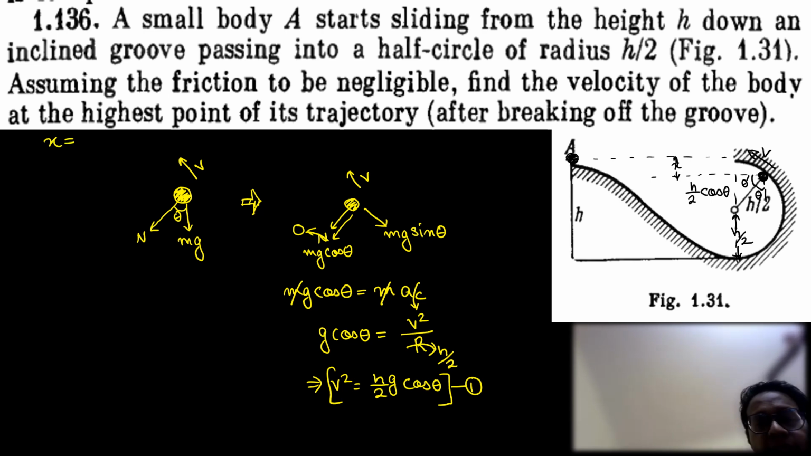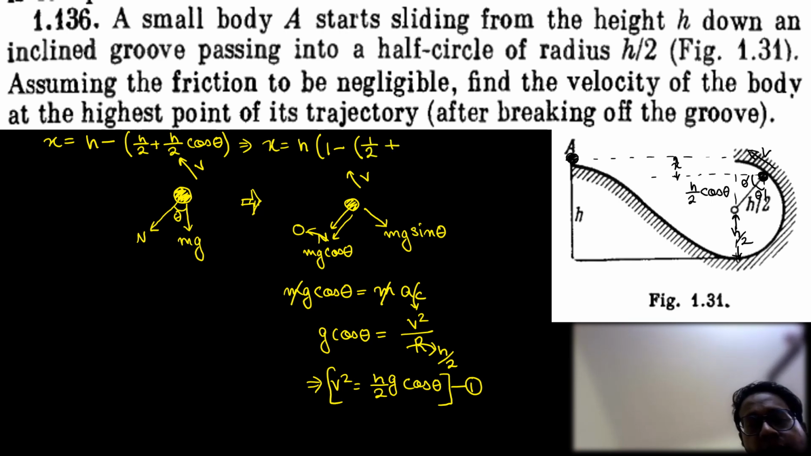x is equal to how much? H minus h by 2 plus h by 2 cos theta. Okay, if I take h common, x is equal to h times 1 minus 1 by 2 plus 1 by 2 cos theta, or cos theta by 2. If I open this bracket, 1 minus 1 by 2 is nothing but 1 by 2. And can I take 1 by 2 common? So h by 2, 1 plus cos theta. So let me write it neatly. h by 2, 1 plus cos theta.